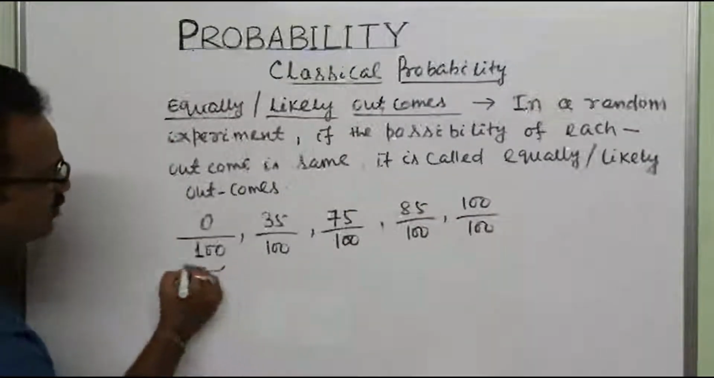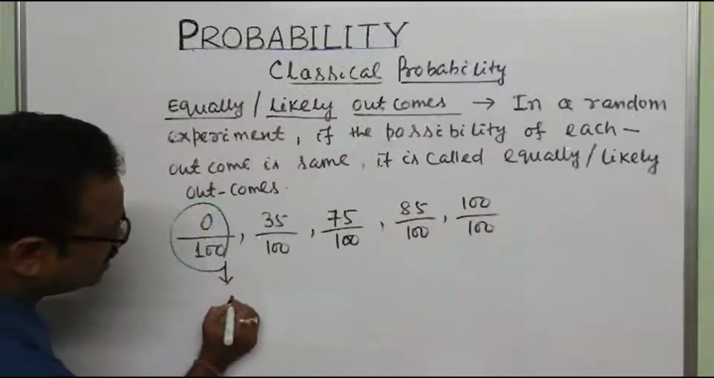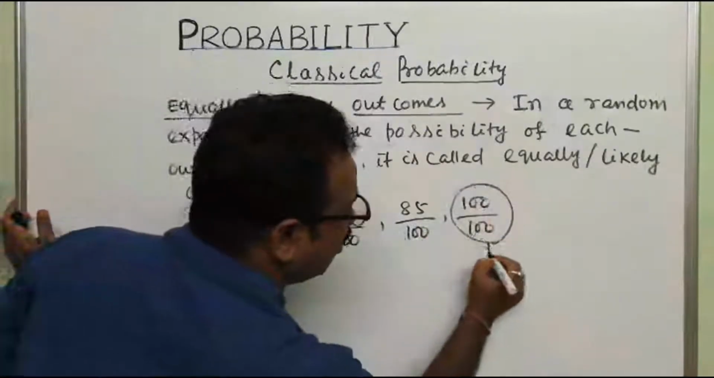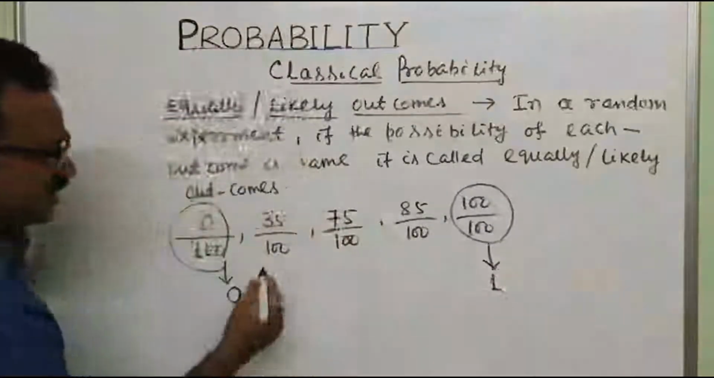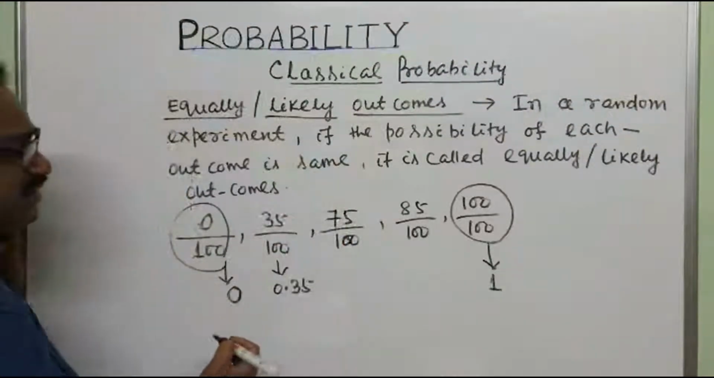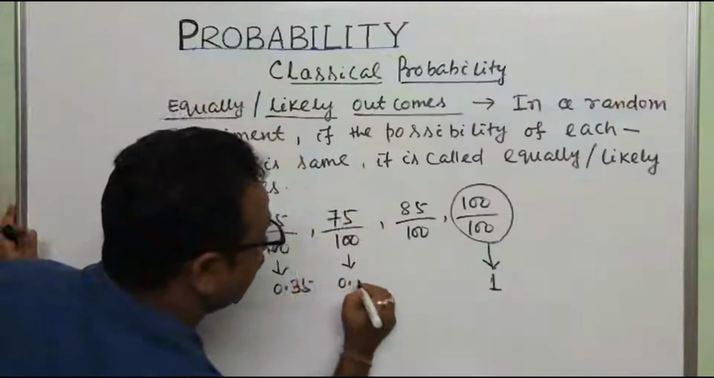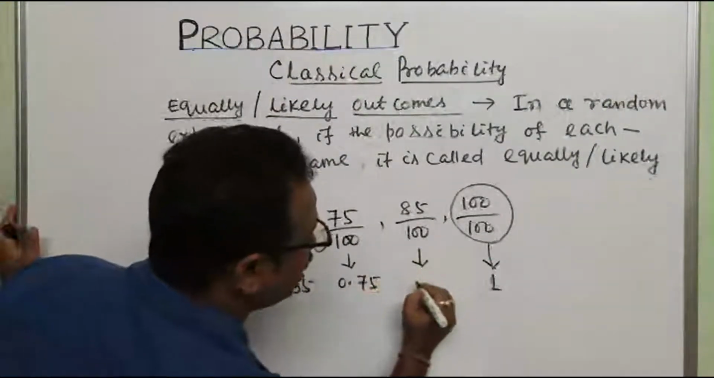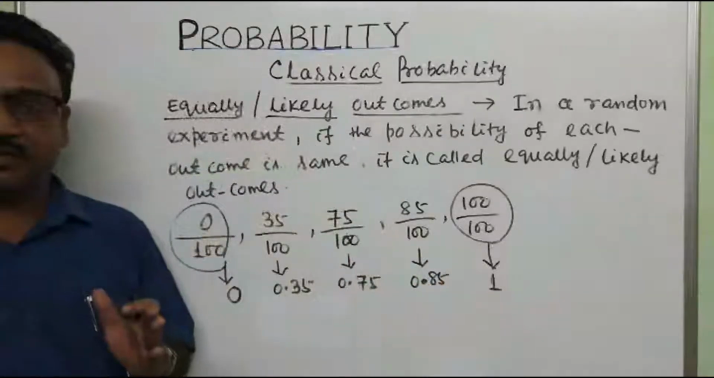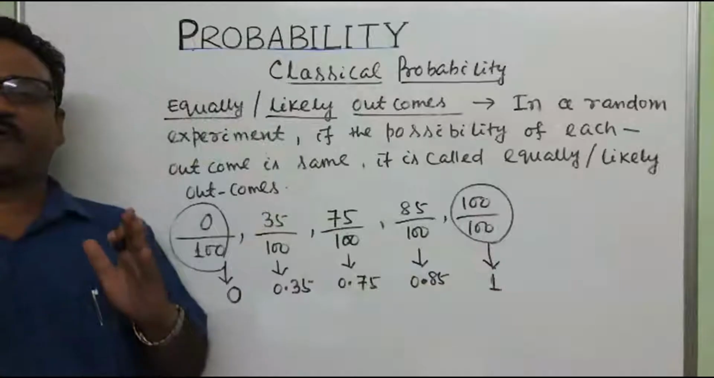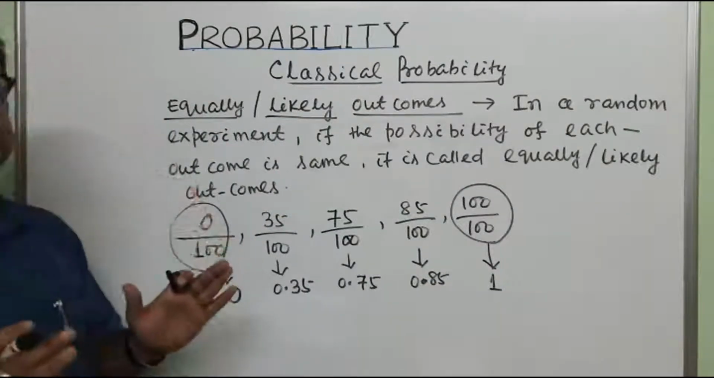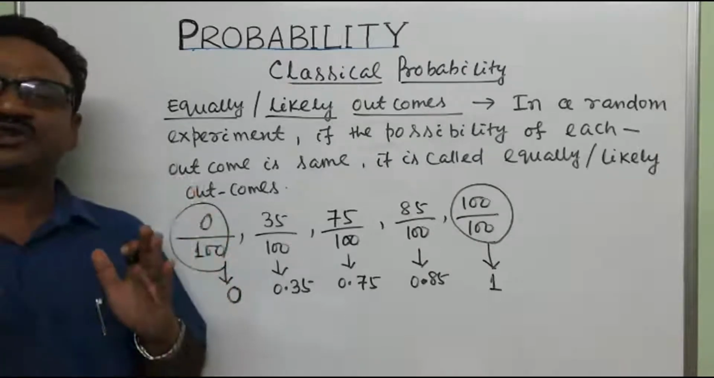Now see, what is the value of 0 by 100? 0 by 100 is 0. What is 100 by 100? 100 by 100 is 1. This is 0.35 in decimal, this is 0.75, this is 0.85. So we can say the probability of an event lies between 0 and 1.